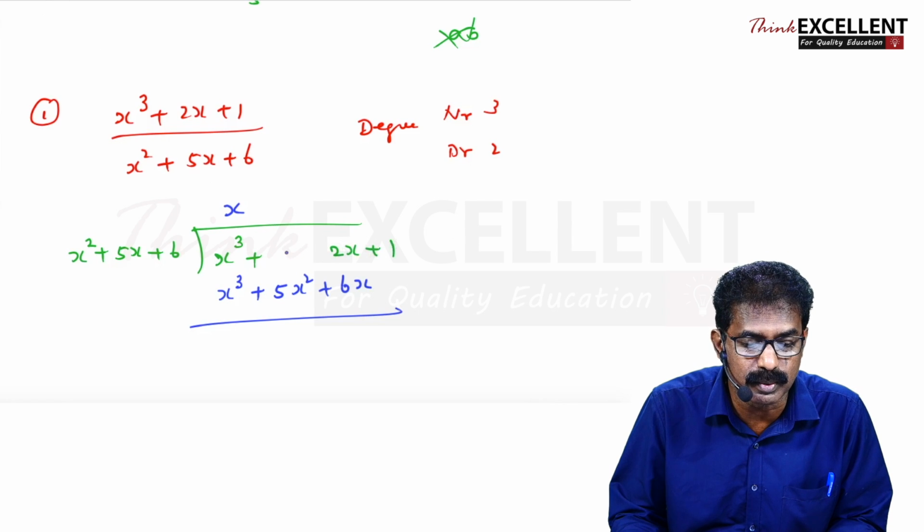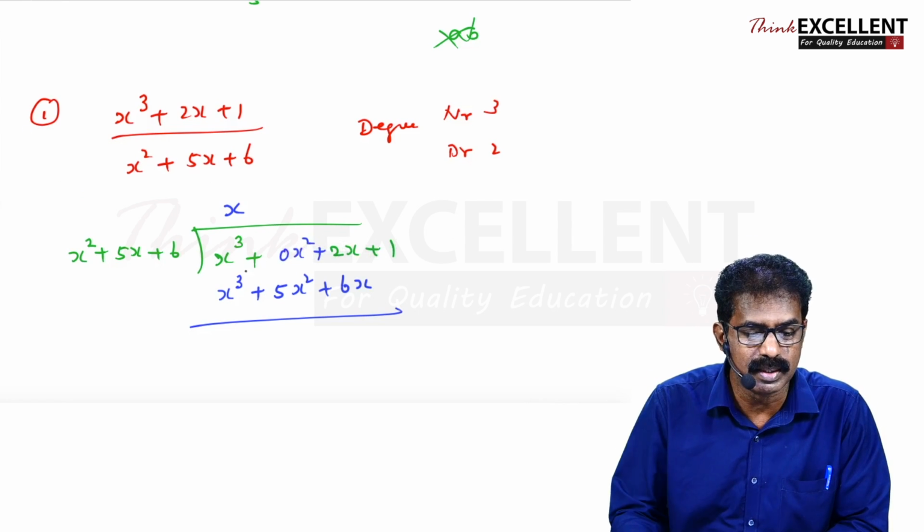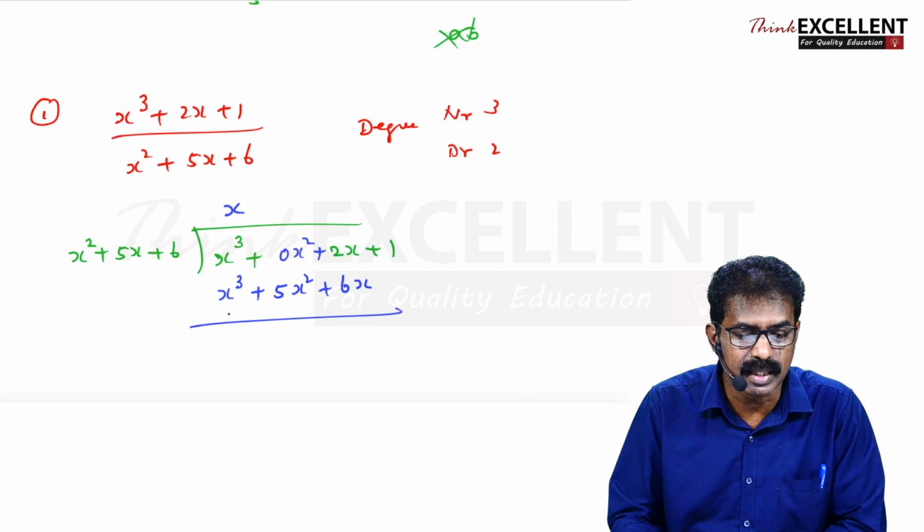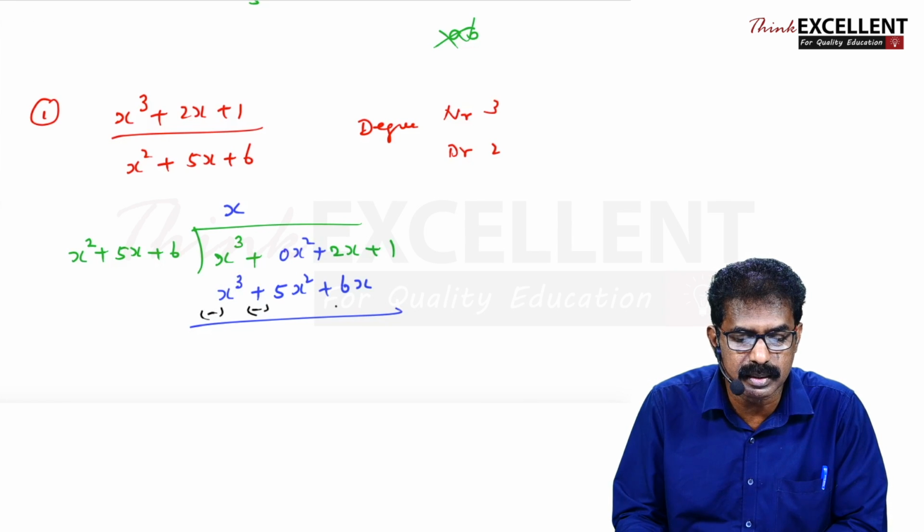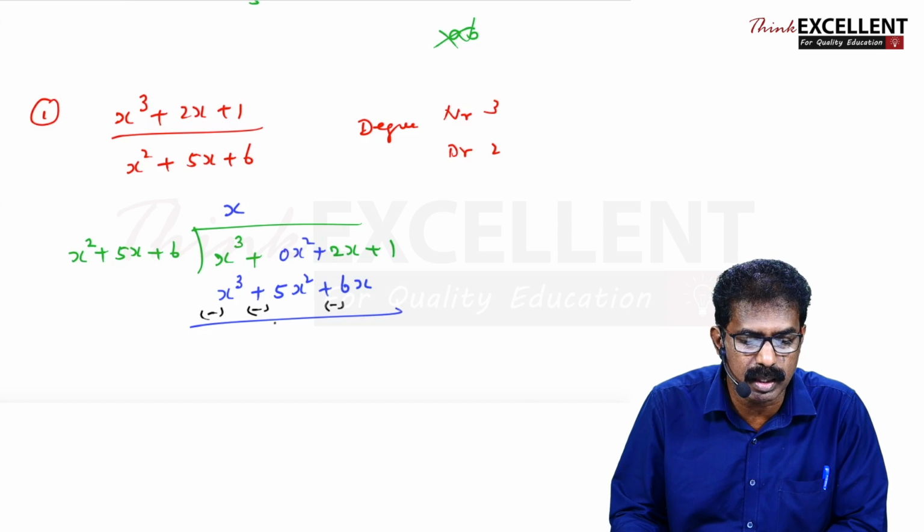So first result, you write what? 0x square. So that will be easy for you, right? Now listen, you change the sign. Minus, minus, minus. So x cube minus x cube cancel. 0x square minus 5x square. It is minus 5x square.